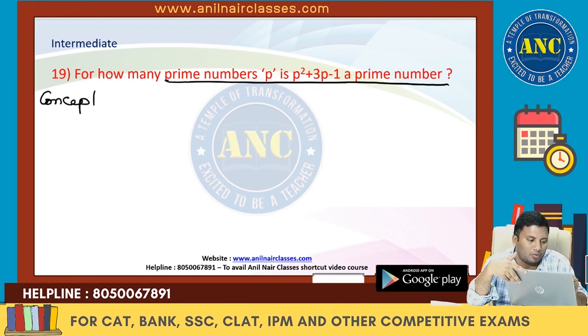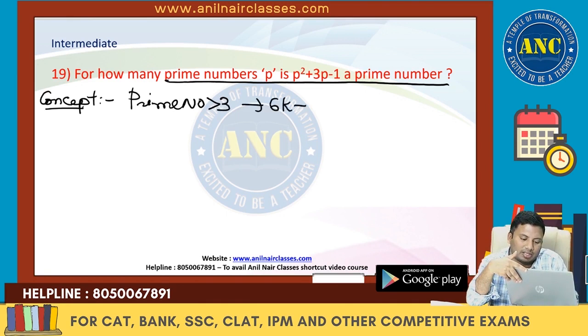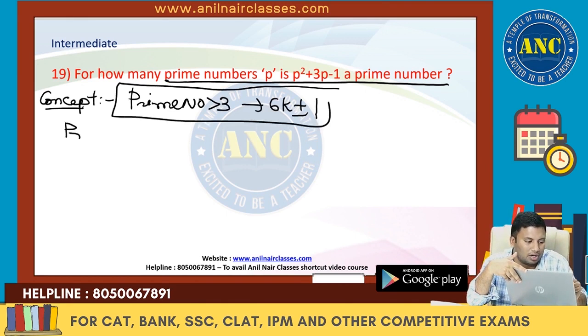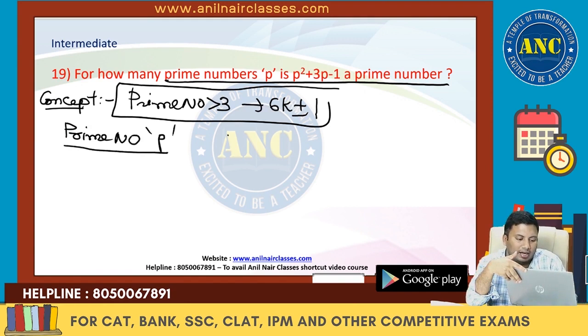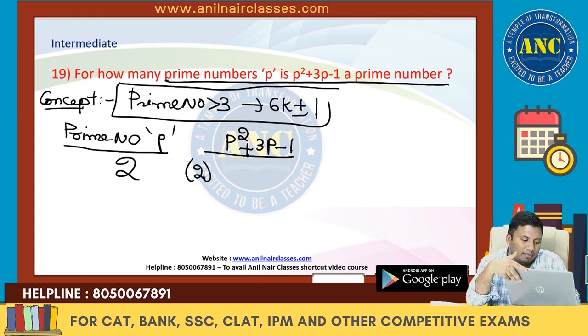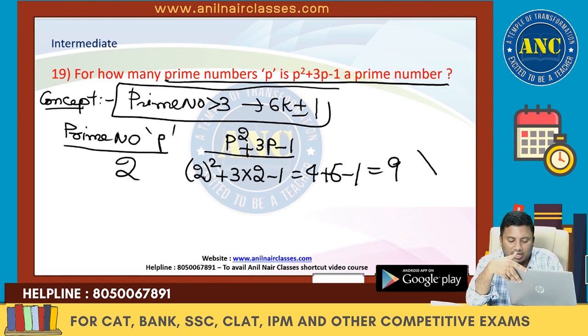What is the concept we are going to use? Any prime number greater than 3 is of the form 6k plus or minus 1. Let us take a prime number p and p square plus 3p minus 1. The lowest prime number is 2, so this becomes 2 square plus 3 into 2 minus 1, which is 4 plus 6 minus 1, 10 minus 1 is 9. 9 is a composite number.